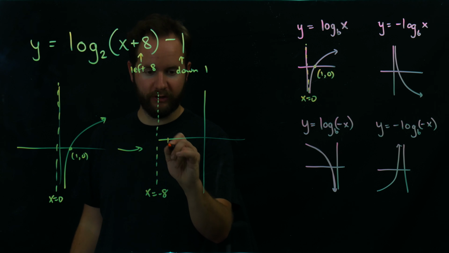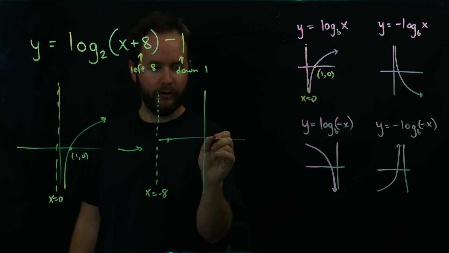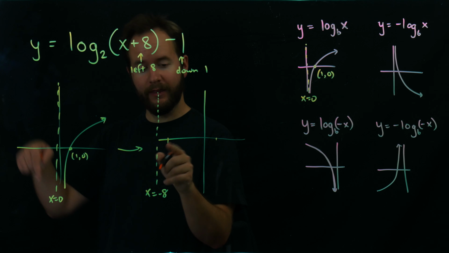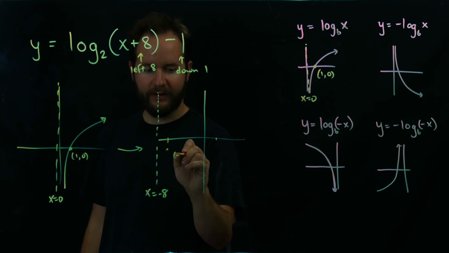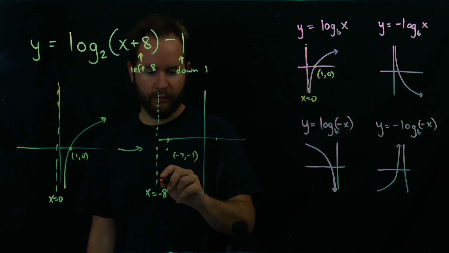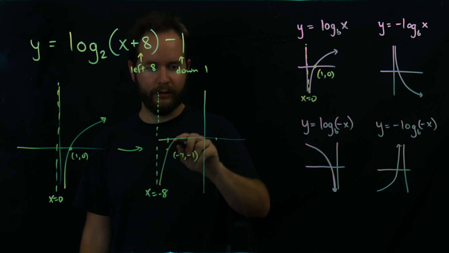and then down 1. So we should expect it to pass through, let's see, going from 1, 0 to the left by 8 units puts us at negative 7, 0, and then down 1 puts us at negative 7, negative 1. And so our graph will pass through this coordinate, giving us something that looks roughly like this.